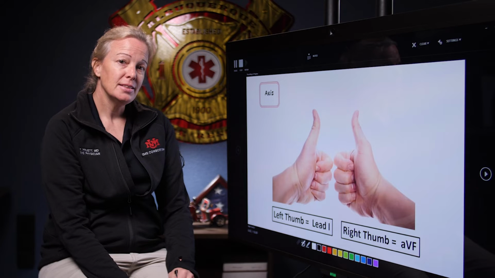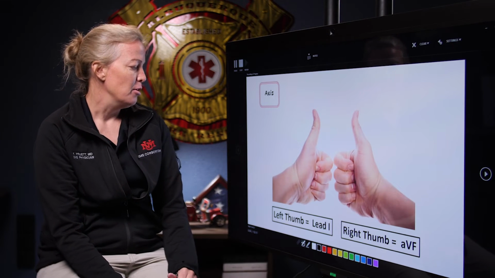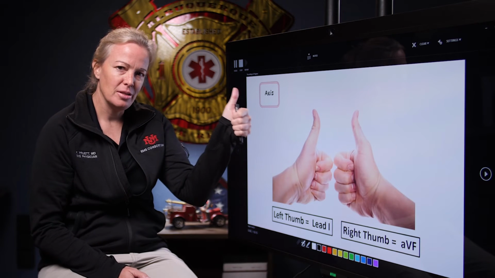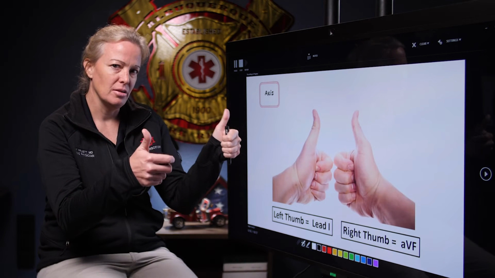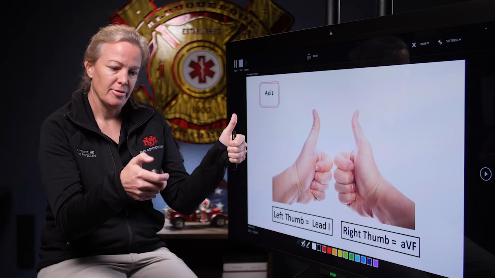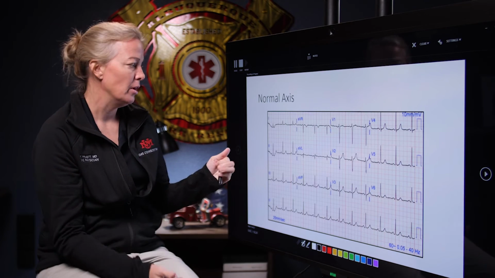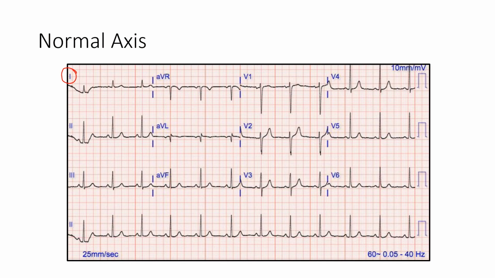Next, we move on to axis, and this is kind of fun. You get to use your thumbs for this. Left thumb is going to be lead 1, and your right thumb is going to be lead AVF. And what we're going to do is simply look at the direction of the QRS in lead 1 and in lead AVF. And so if we do that together here, which way is the QRS complex pointing?